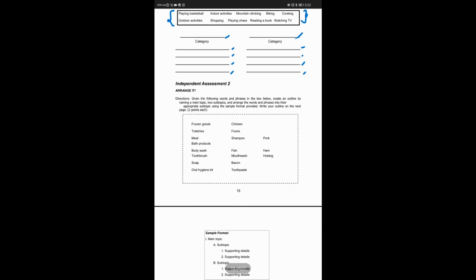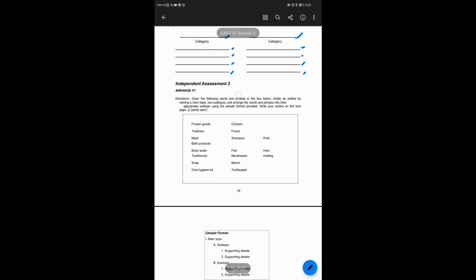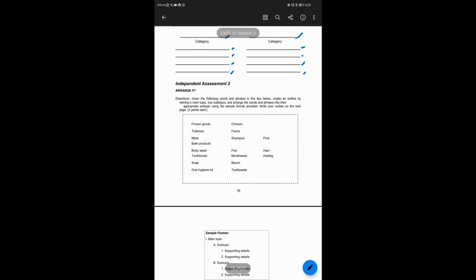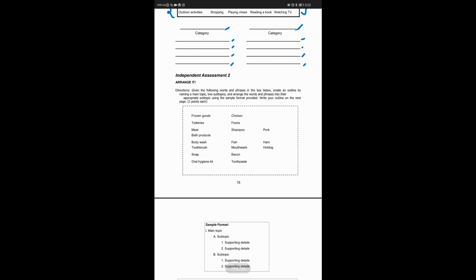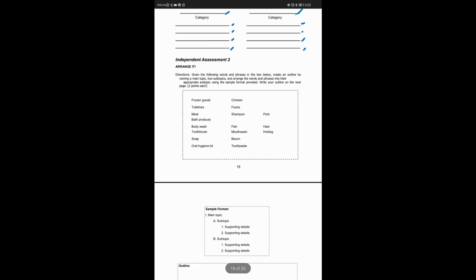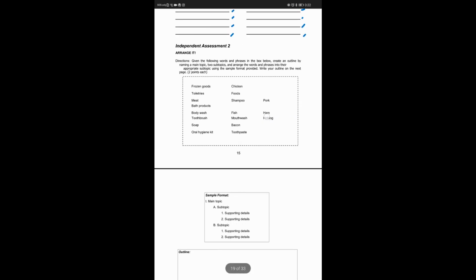Okay, independent assessment 2. So, ito sasagutan na natin to kasi kasama to. So, arrange it. Directions. Given the following words and phrases in the box below. So, ito na naman. May box na naman and may words. Create an outline by naming a main topic, 2 subtopics, and arrange the words or phrases into their appropriate subtopic using the sample format provided. Write your outline on the next page of the paper.